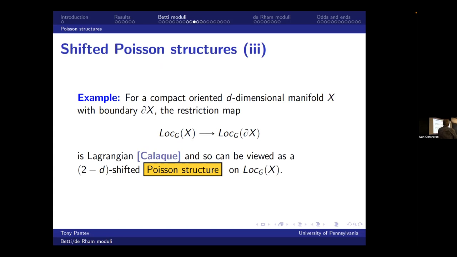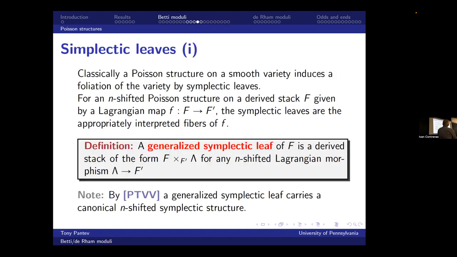And now the question is, how do we understand the symplectic leaves in this stack? Classically, if you have a Poisson structure on a smooth manifold or on a smooth algebraic variety, it gives you a foliation of the variety by symplectic leaves. In this derived stacky world, you have many more symplectic leaves than leaves in a foliation. So we call them leaves, but they're not leaves in anything. Because remember, the notion of being isotropic or Lagrangian was specified not on a sub-derived stack, but on something that just maps to your derived stack. And it can map with non-trivial fibers, and it can still be isotropic or Lagrangian.